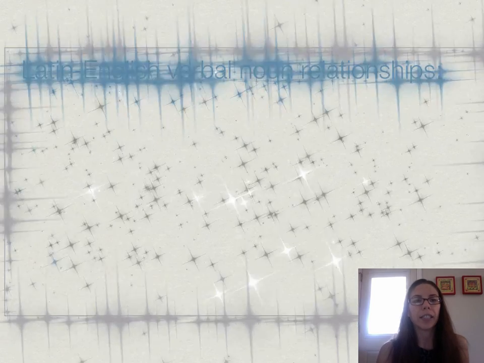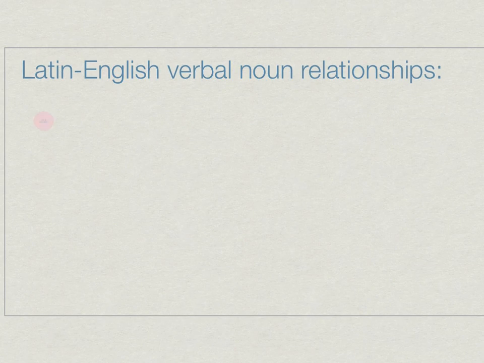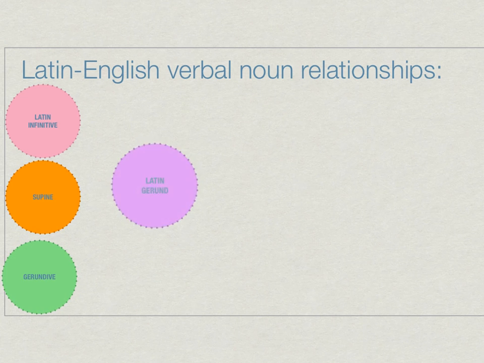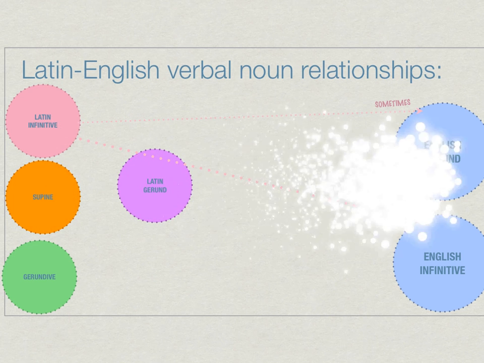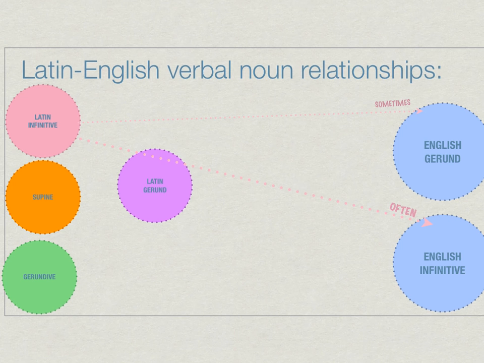All right, here's a graphic. I've got a bunch of different kinds of verbals in Latin on the left side of the screen. And over here on the right side of the screen, I've got some English verbal nouns. And if I've done my animation right, it's going to show you the relationships between them. So Latin infinitives sometimes get translated as English gerunds. So sometimes you're going to look at something that's an infinitive in Latin and you're going to change it into an ing noun in English. But most often, a Latin infinitive translates into an English infinitive.